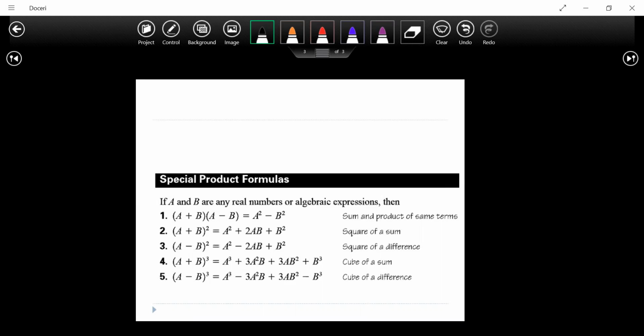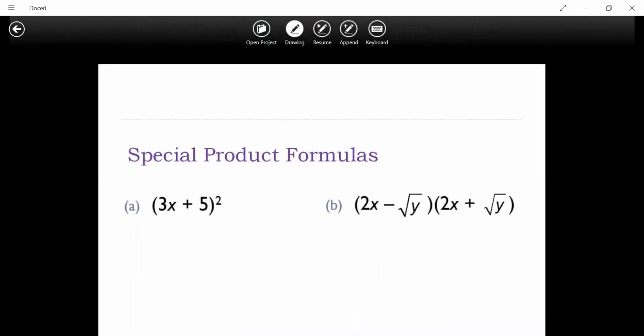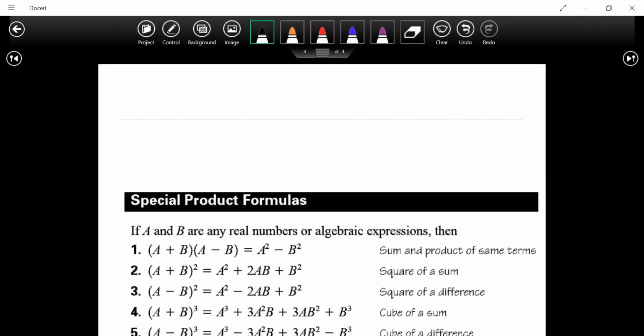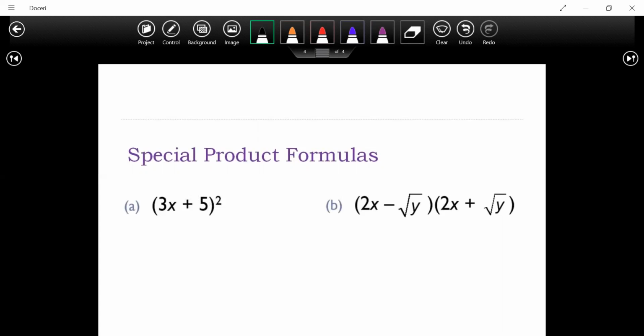Okay. So let's go ahead and try some of these. Looking at our special product formulas, we want to see how we're going to identify it. In this case, because it's one term here, this is going to follow special product 2. We're going to get (a plus b) squared, and this will turn into a squared plus 2ab plus b squared.